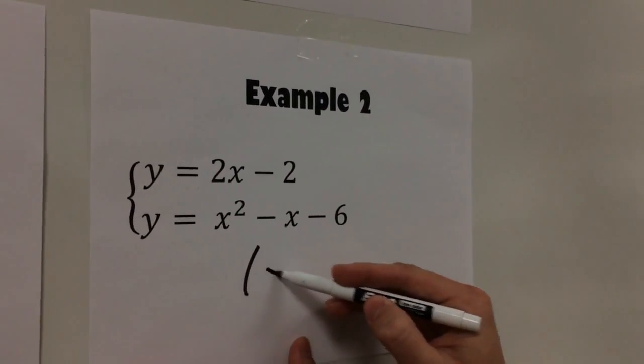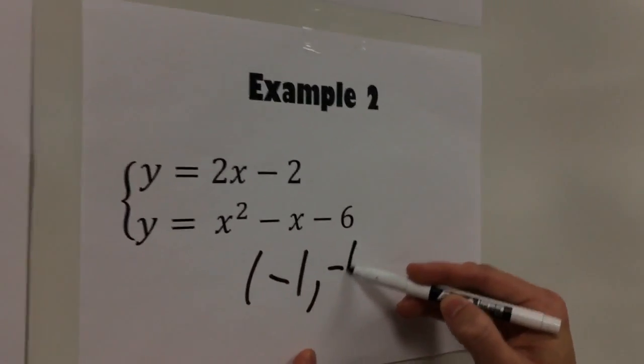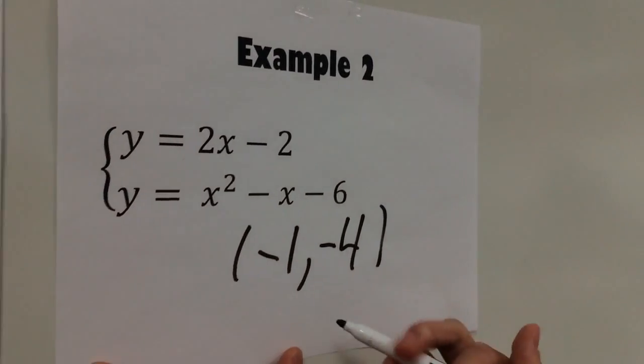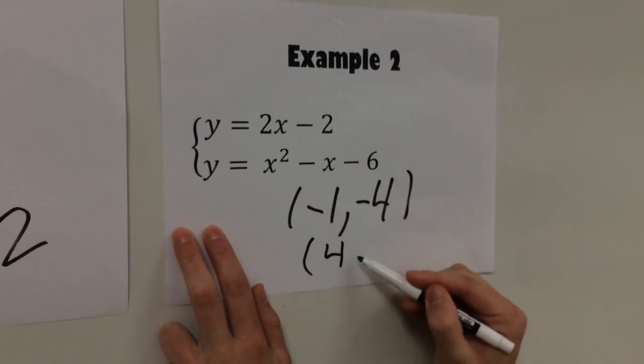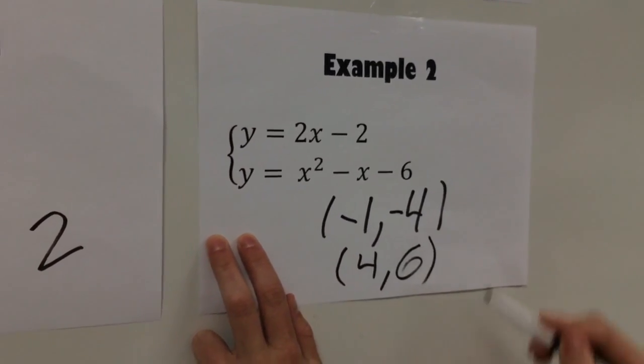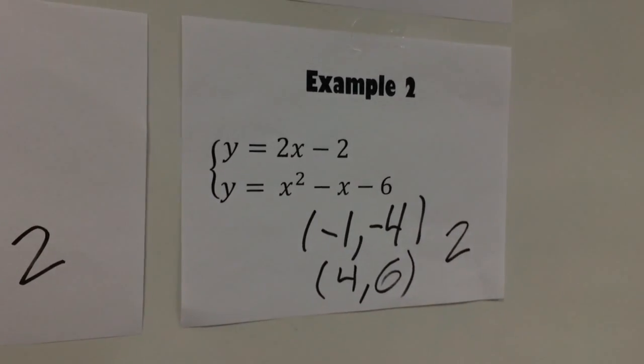So the solutions to this one are -1, -4, and 4, 6. And there are 2 solutions in this system.